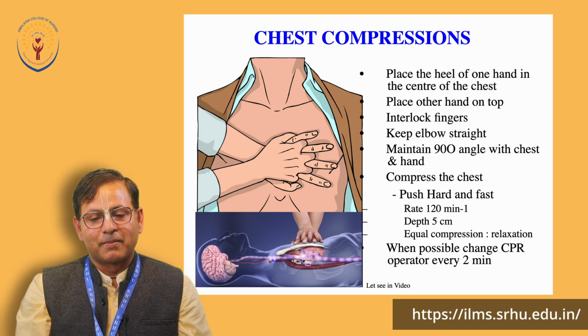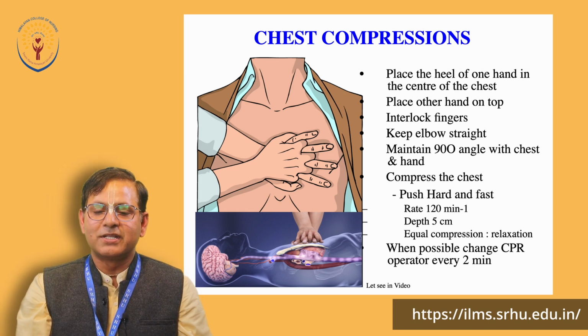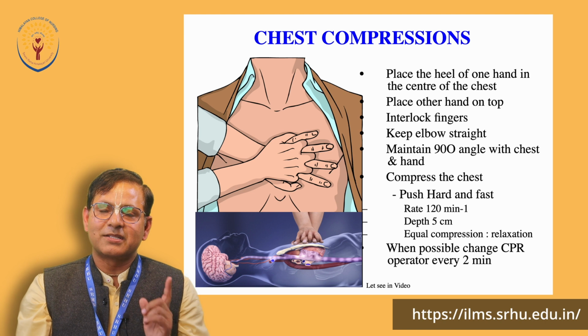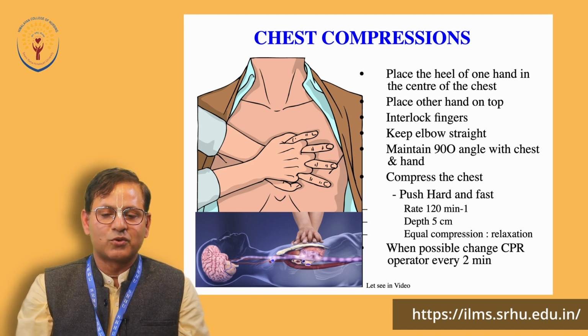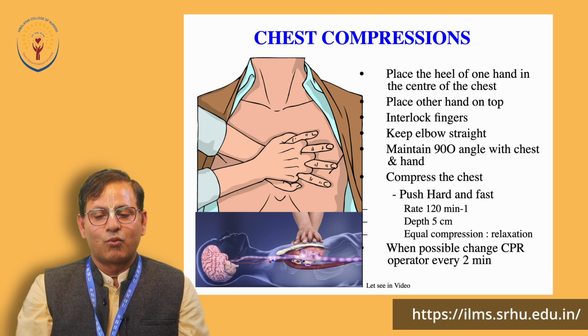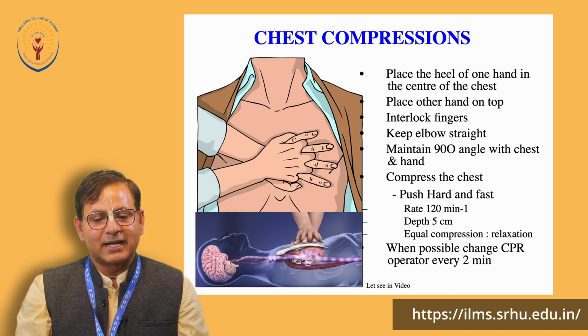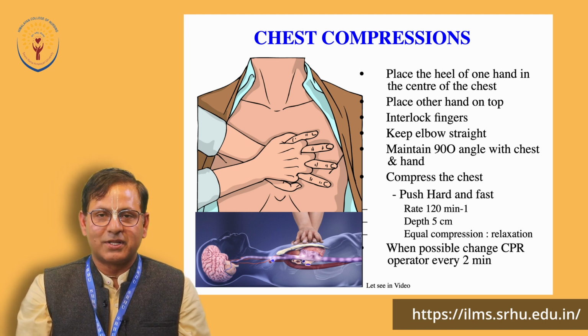Compress the chest, and as we discussed in the previous module, we have to push hard and push fast. It means we have to maintain the rate of 120 beats per minute, and second, we have to see a depth of 5 centimeters, and equal compression and relaxation must be there. So, we have to maintain the rhythm over here.